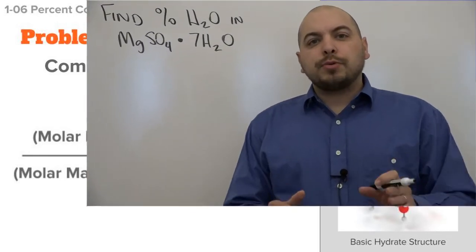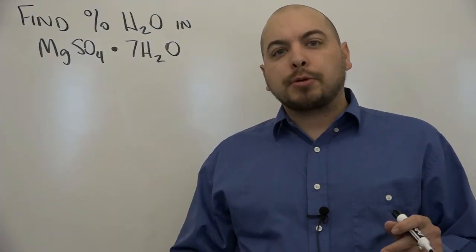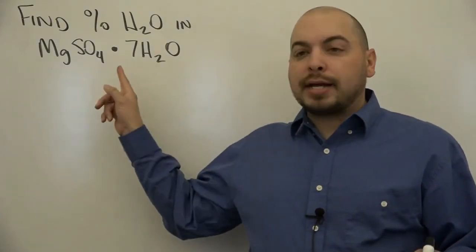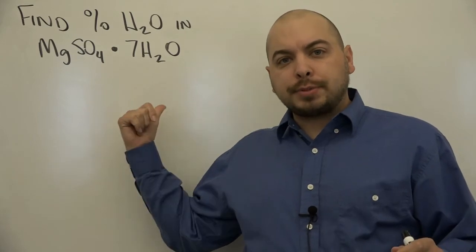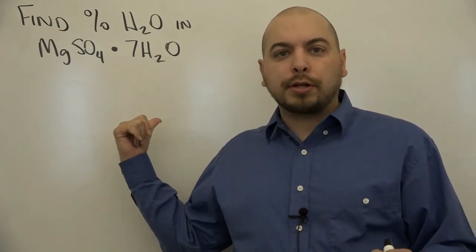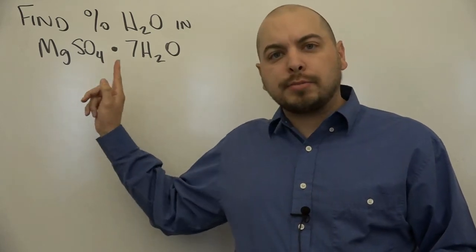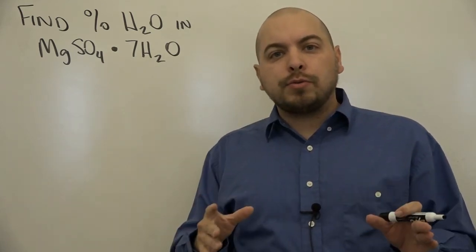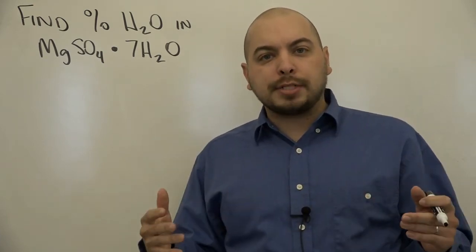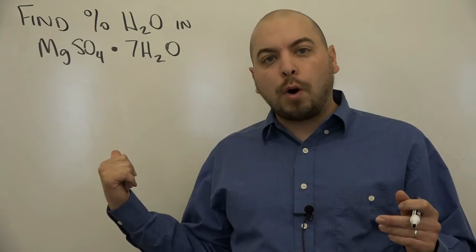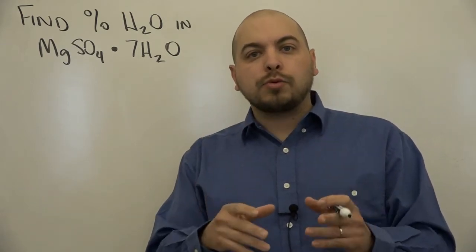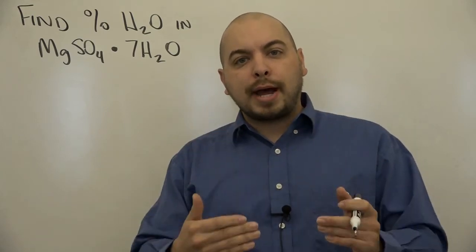All right, now let's do an example problem together where we find the percentage of water within a hydrate. This hydrate is magnesium sulfate heptahydrate. Heptahydrate means that there's 7 water molecules associated with every magnesium sulfate. So we're going to use our same general format for the percent composition. I'm looking for the percent composition of water. So instead of a single element, now I'm looking for the molecule water. So we're going to do the mass of water over the mass of our hydrate.